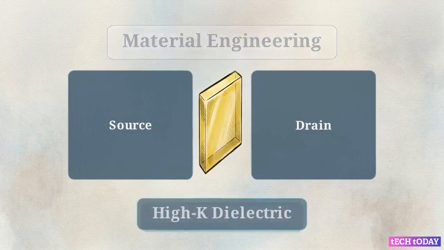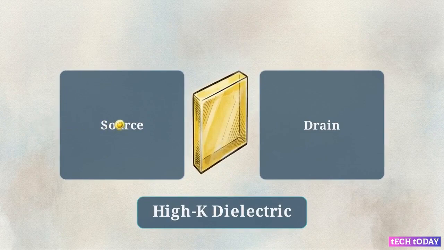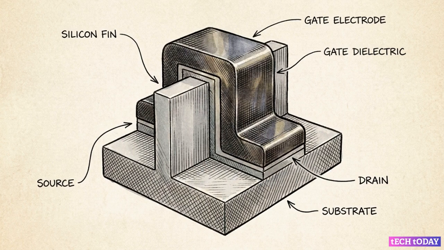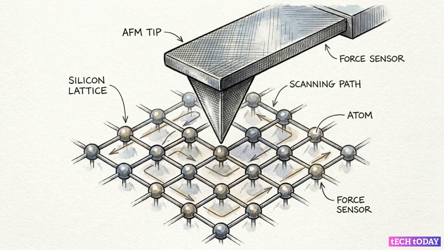Managing this requires new materials. Engineers introduced high-K metal gates to thicken the barrier without losing performance, and shifted to 3D FinFET structures to wrap the gate around the channel, choking off the tunneling effect. Scaling RAM requires manipulating atomic structures to force quantum mechanics to behave.